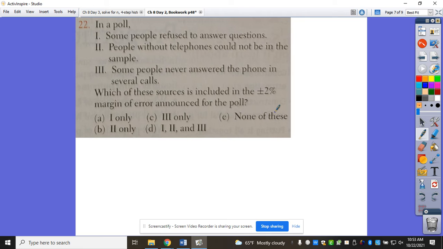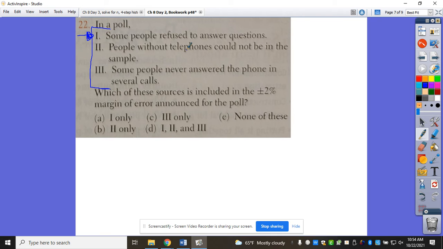This is something that we've actually talked about before a while ago, but you still should be able to get this. What is it when some people refuse to answer questions? Let's go back to chapter 4. What's that word? Non-response. People without telephones could not be in the sample: undercoverage. Some people never answered the phone during several calls. It's not really a specific word for it, it's kind of just non-response. All of these are talking about what in general? Bias.